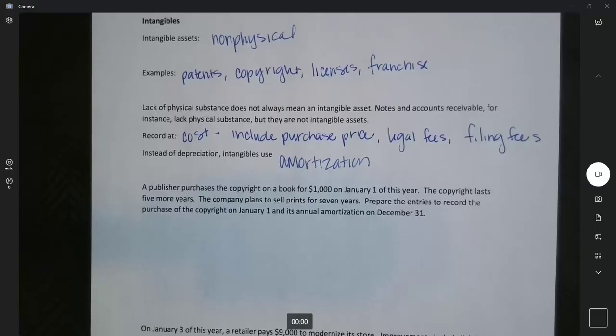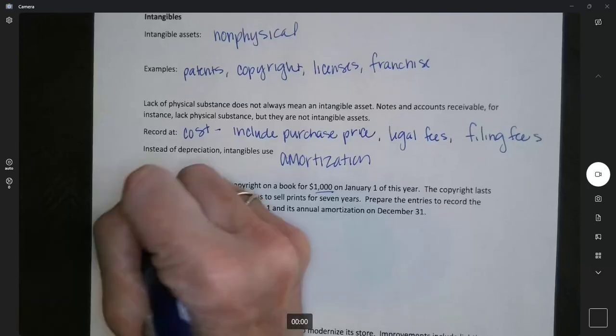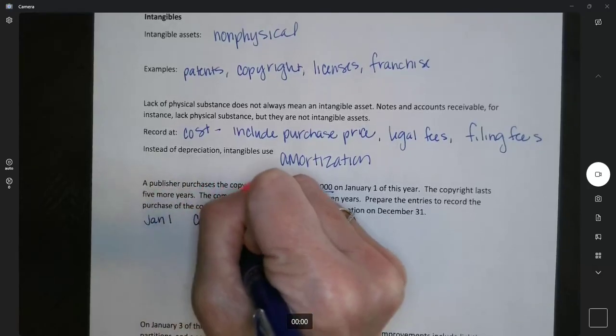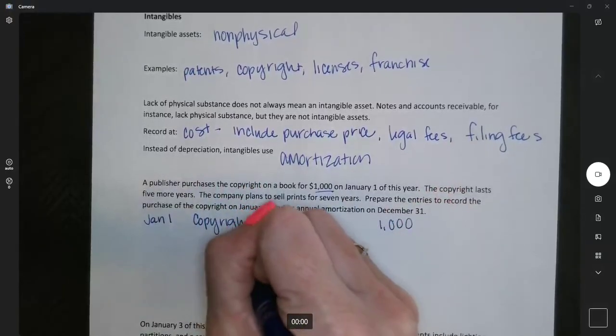First up, a publisher purchases the copyright on a book for $1,000 on January 1 of this year. Copyright lasts 5 more years, and the company plans to sell the prints for 7 years. Prepare the entry to record the purchase of the copyright on January 1 and its annual amortization on December 31st. So January 1, we're going to debit copyright. It's an asset. $1,000. We're going to credit cash, $1,000.